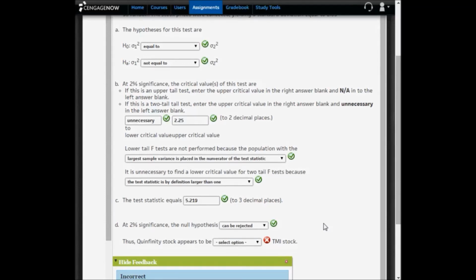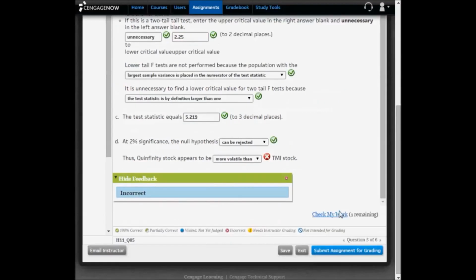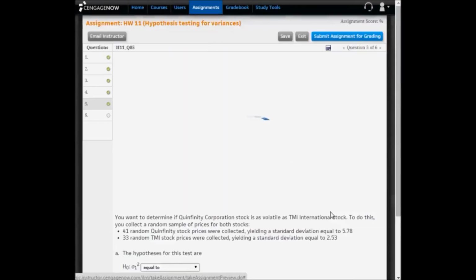So, what is the data telling us? The data is telling us that Quinfinity has a larger variance in its stock price. So there's more ups and downs in Quinfinity stock price than in the TMI stock price. So if there's more ups and downs in Quinfinity stock price, then its stock price is more volatile than TMI stock. And I'll double check my answers. And we should have them all correct.